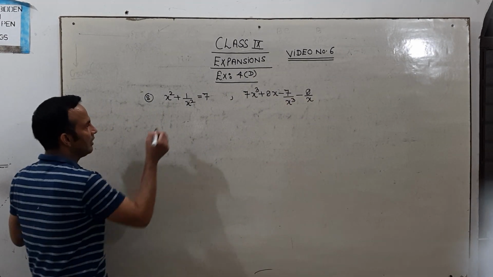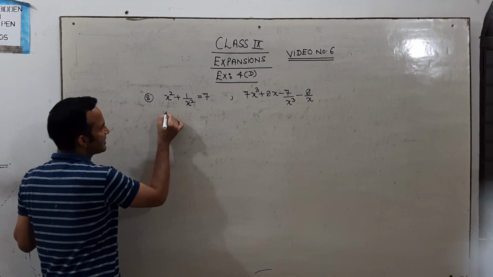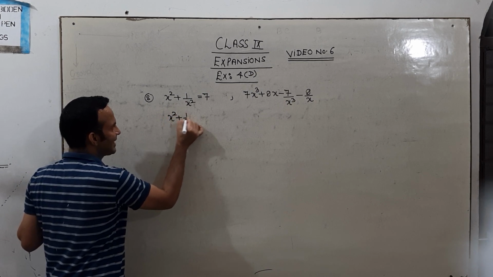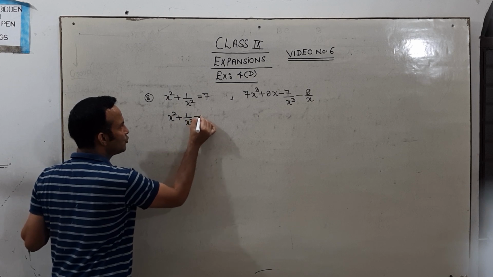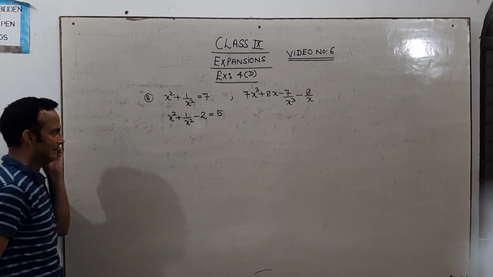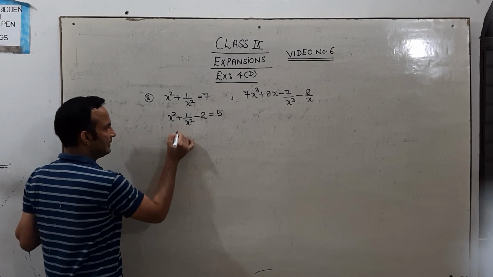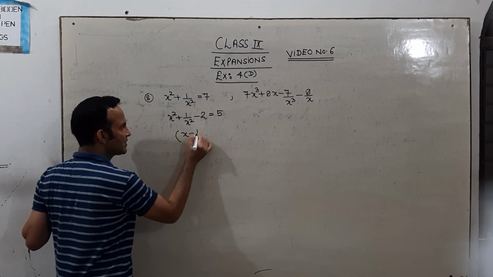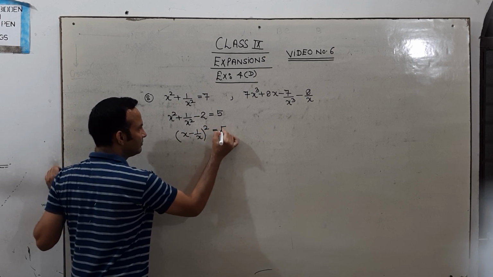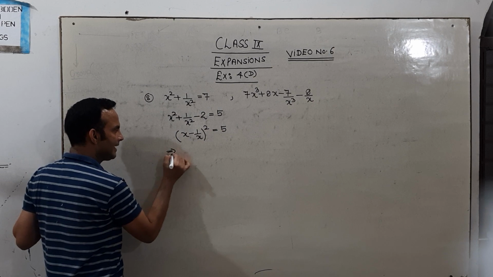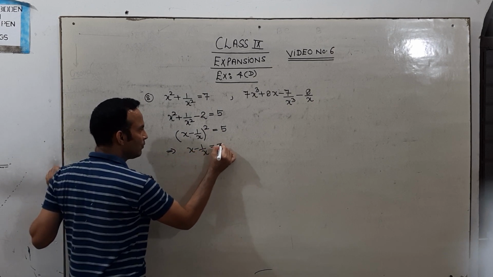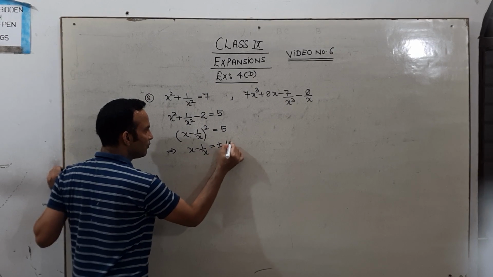See. Dear students, we can write it as x square plus 1 upon x square minus 2 is equal to 5, means subtracting 2 from both sides. This will become x minus 1 upon x whole square is equal to 5 now. Implies that x minus 1 upon x is equal to plus minus under root 5.